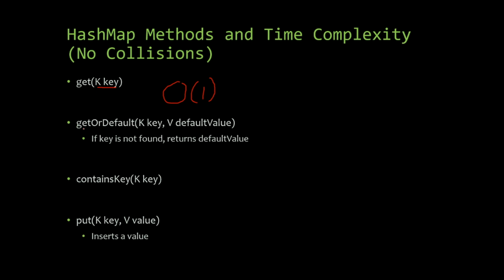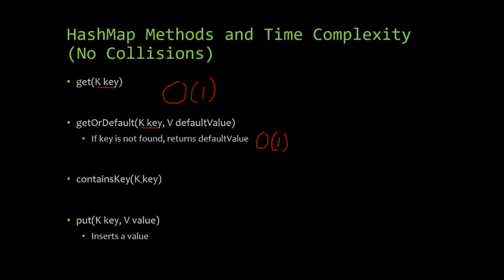What about getOrDefault? Well, it's the same thing as get, but if we can't find anything, meaning that the hash code from this key has no value associated with it, then we just return the default value. And just to clarify, the hash map does not change. This doesn't assign the default value to the hash code. So the time complexity is still 1.